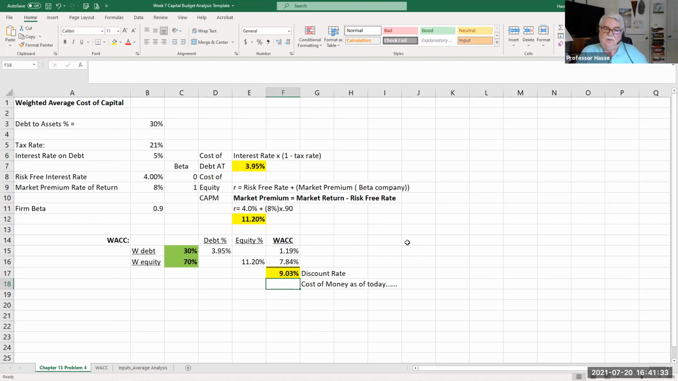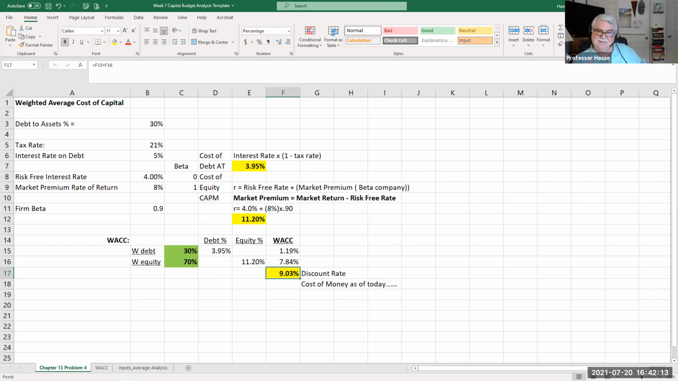This is what Chapter 13 is all about. It's taking your after-tax cost of debt and weighting it to what portion of the company is financed by debt, in this case, 30%. And then it's taking the cost of equity, which is a relationship of the firm's risk to the market risk of zero risk and average risk, 11.2%, and weights that. And so on this given date, on average, this company is paying a little bit over 9% for their money.